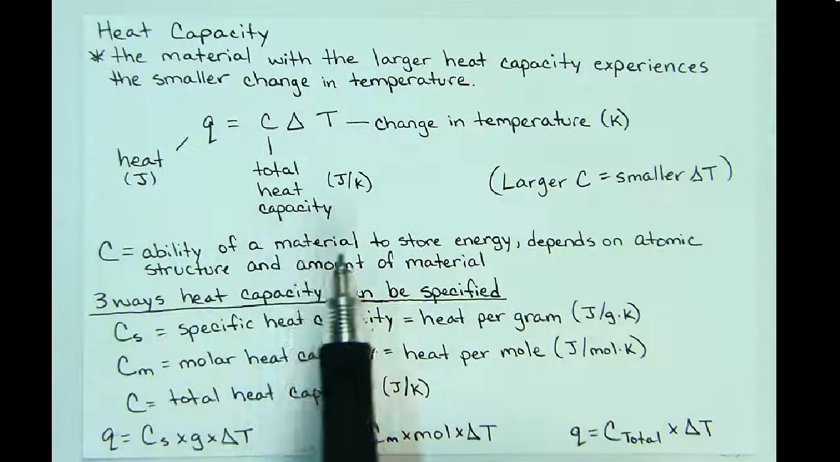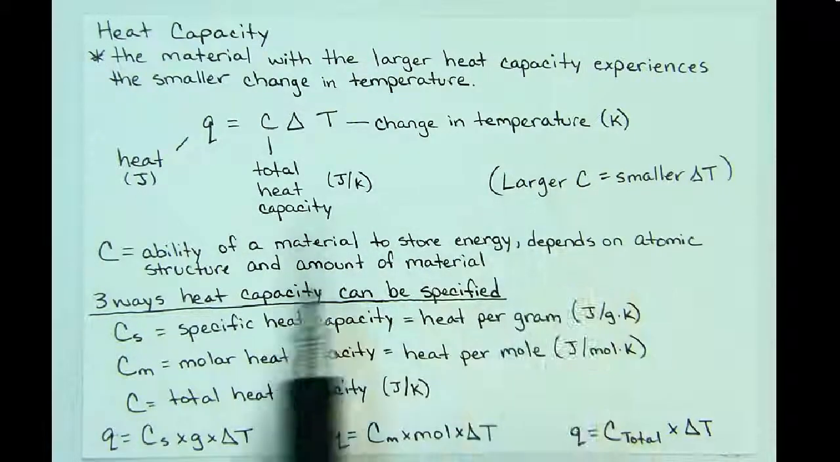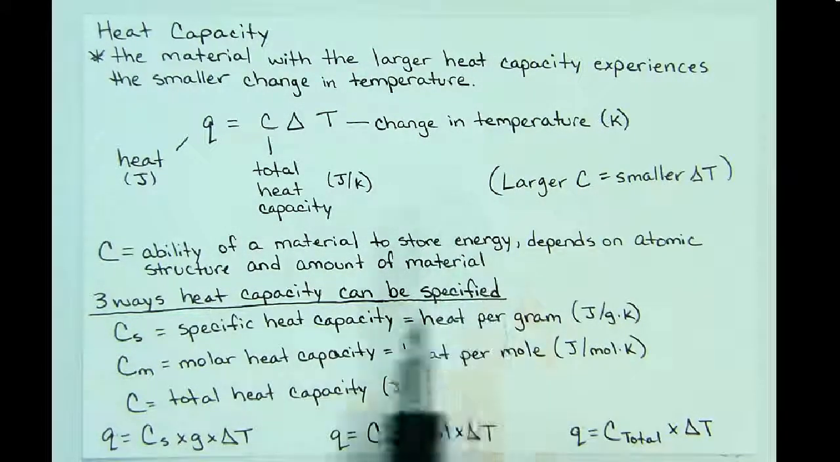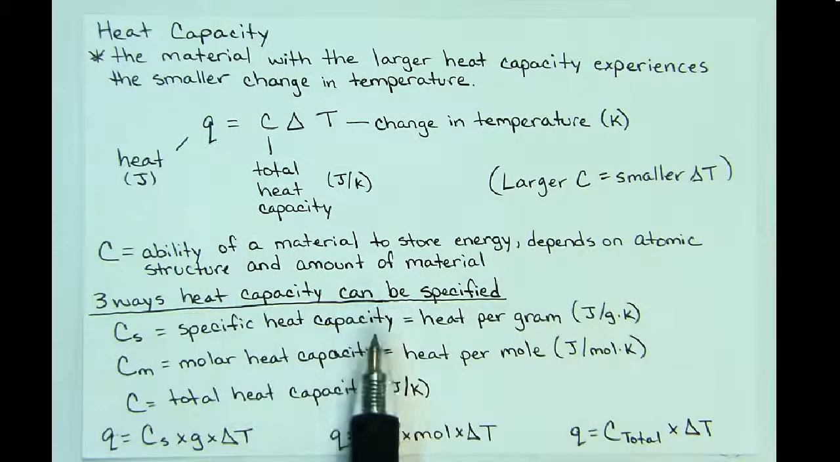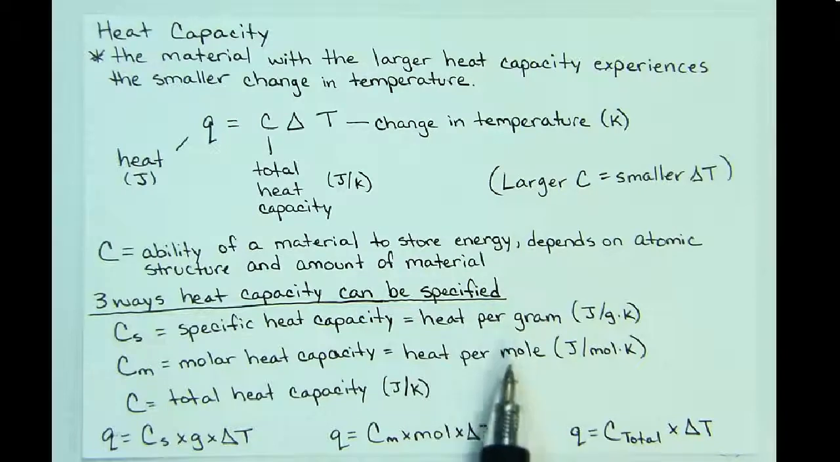C is the ability of a material to store energy, and it depends on the atomic structure and the amount of the material. There are 3 ways heat capacity can be specified. They can be specified per gram, per mole, or the total heat capacity. And these are the 3 equations that relate to that.